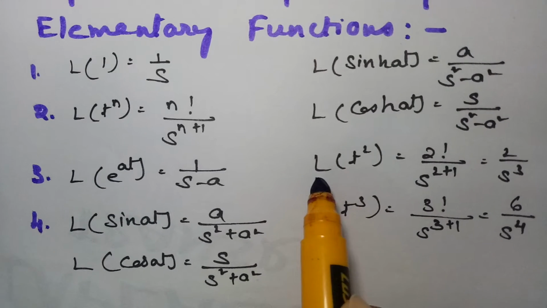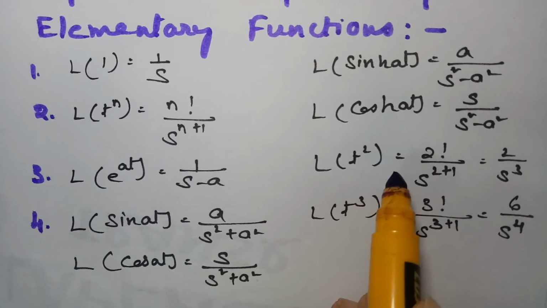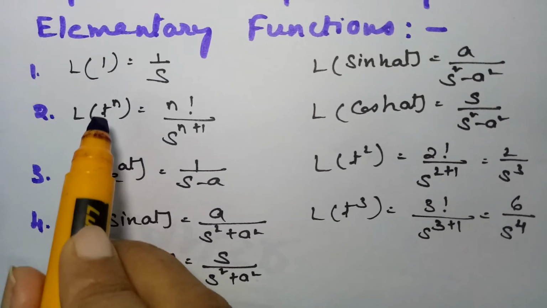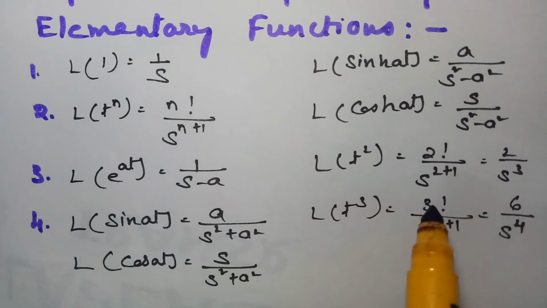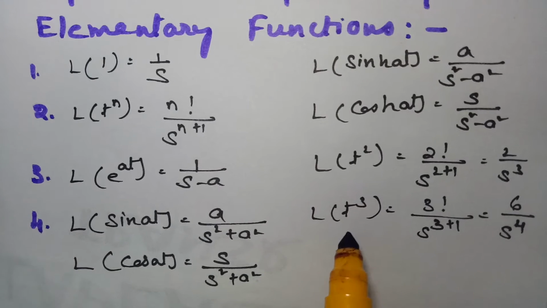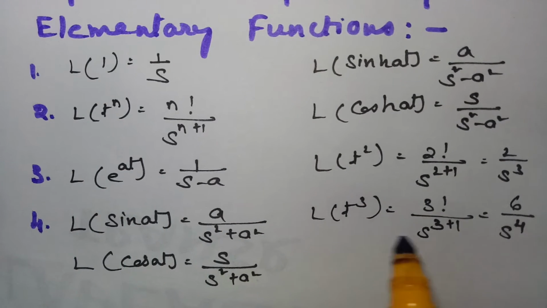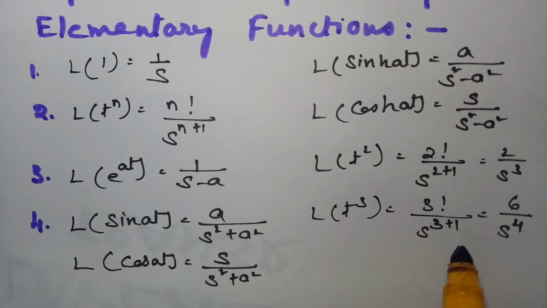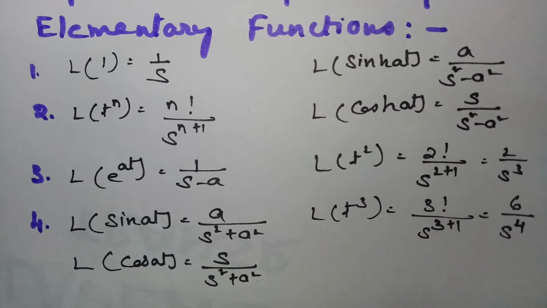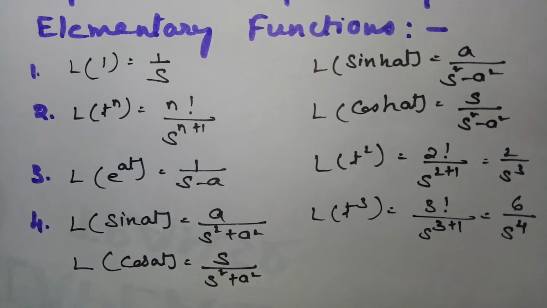And further, Laplace transformation of t square is equal to how much? In this formula, if we keep n equal to 2, it will be 2 factorial by s cube. If I keep n equal to 3, I'll get Laplace transformation of t cube as 3 factorial by s power 3 plus 1. Similarly, I can calculate Laplace transformation of t power 4, t power 5 and so on. These are the most important things.